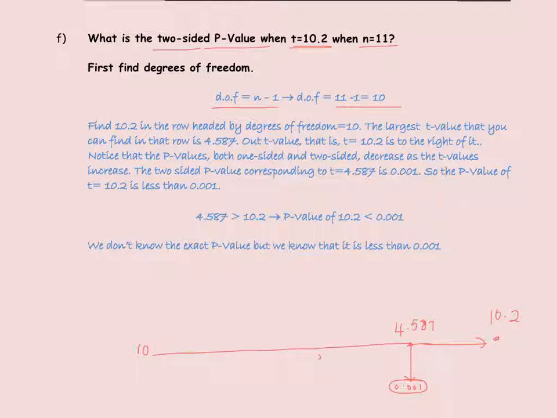Another thing to notice is that the p-values get smaller as we go to the right. And because they get smaller, we can assume that the p-value for 10.2 is smaller than the p-value for 4.587, so we know it's smaller than 0.001. So we don't know exactly what the p-value is, but we know that it is smaller than 0.001, which tells us basically that it's a very small p-value. And if we take a significance level of 0.05, then definitely we're ready to reject the null hypothesis.